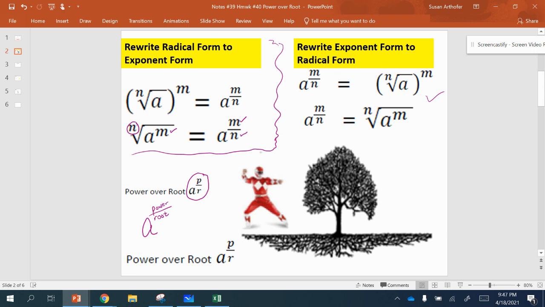So write down the left yellow box, rewrite radical form to exponent form, and then go ahead and draw out the notation. And then you should write this down. You should have that. That's the formal math notes. Power over root. And this part we're going to do tomorrow, so you don't have to write it down. Not yet. We'll do it tomorrow. Hit pause on the video if you need a minute, please.